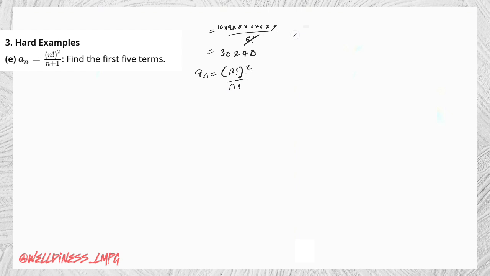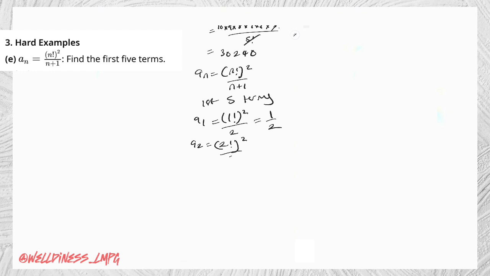So for the next question, we have a_n is equal to n factorial squared divided by n plus 1. Find the first 5 terms. So in this case, for the first 5 terms, we are going to substitute the values 1, 2, 3 up to 5. So for A1, once you substitute 1, you have 1 factorial, which is the same thing as 1. So 1 squared is the same thing as 1. And the denominator is going to be 1 plus 1, which is 2. So 1 divided by 2, you are left with 1 over 2.